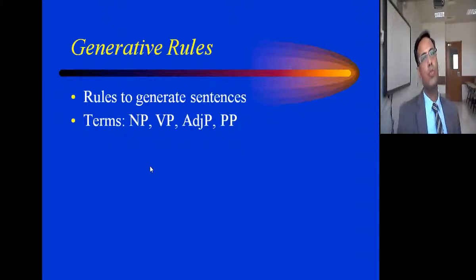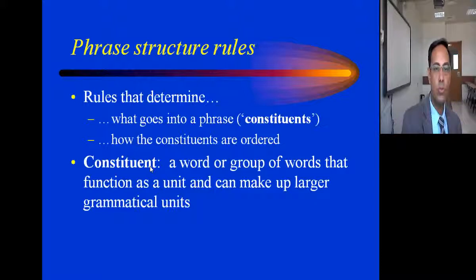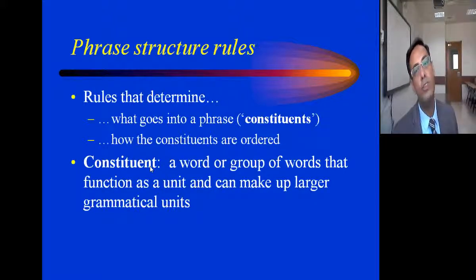Generative rules, rules to generate sentences. Here we have these terms: noun phrase, verb phrase, adjective phrase, prepositional phrase. These terms or abbreviations. Phrase structure rules. Every word belongs to a lexical category. This is a fact in language. Lexical categories form heads of phrases. How phrases are formed is governed by rules. These rules are called phrase structure rules, rules that determine what goes into a phrase.